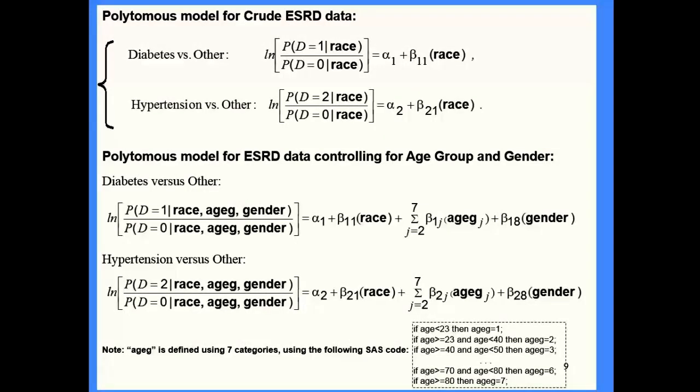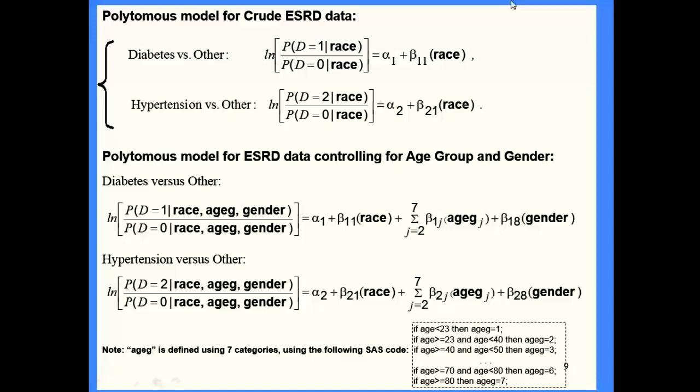But in this particular study, they wanted to control for some variables. What did they want to control for? Well, one variable was age. The way Natalia controlled for age was she considered age in 8 groups, so there were 7 dummy variables for age, and she wanted to control for gender.